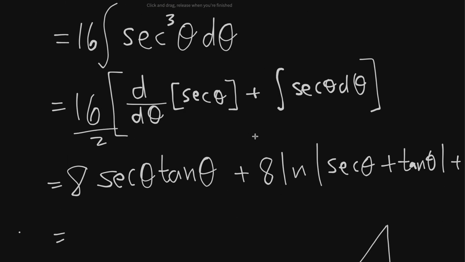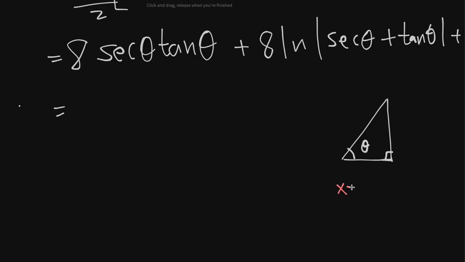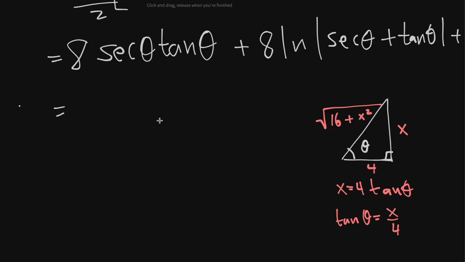X equals 4 tan theta. If you solve that equation for tangent, you get tan of theta equals x over 4. And remember, tangent is opposite over adjacent, so that means this is x, this is 4, and therefore this is the square root of 16 plus x squared, using the Pythagorean theorem. Alright, so we can replace all of these trig functions with the ratios of these expressions from the triangle.